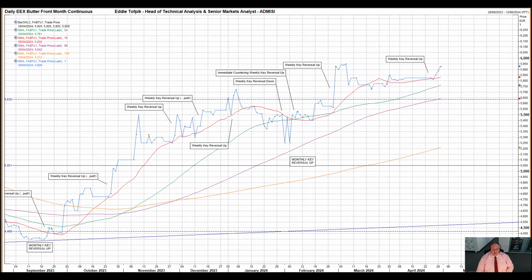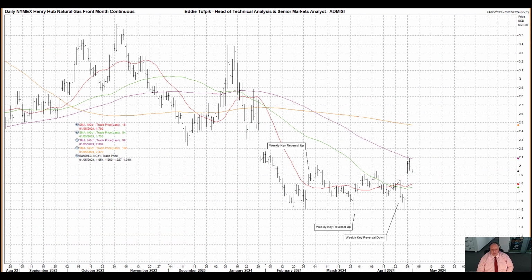A weekly key reversal up in the EEX butter futures last week, which has seen a follow-on higher this week. And a weekly key reversal down last week in NYMEX Henry Hub NatGas futures, which, due to the changeover, I cannot verify if we would have had a follow-on lower, as the market has gapped higher due to the changeover. And theoretically, you could say actually it hasn't happened, but I'll leave that one still open for the moment. That just about covers the weekly patterns.